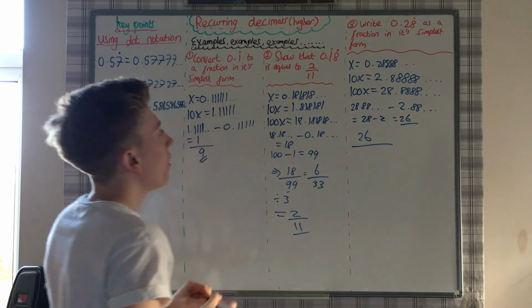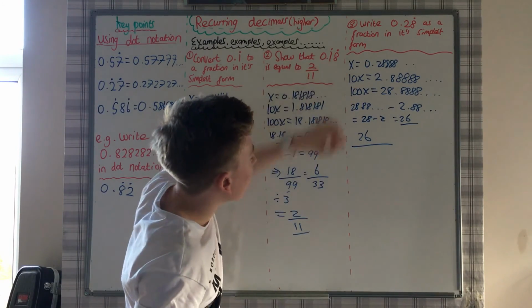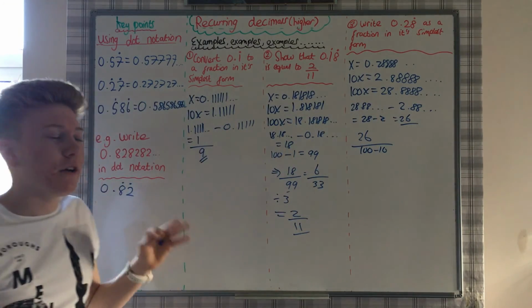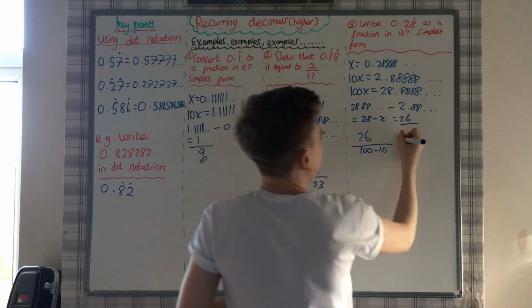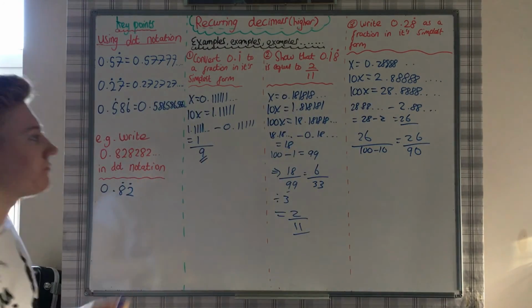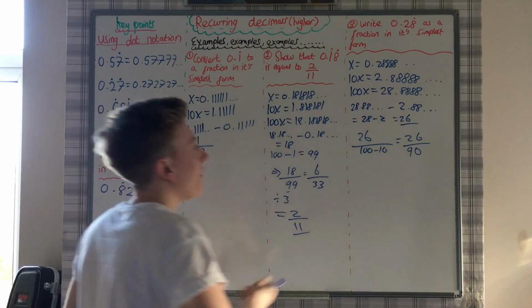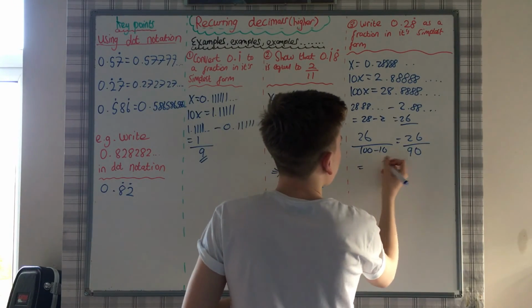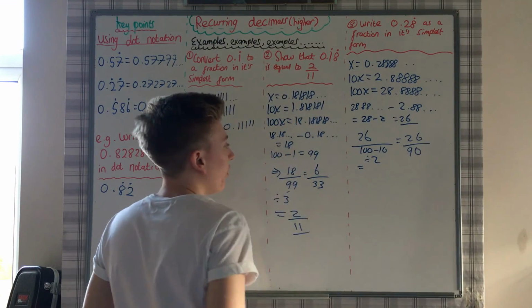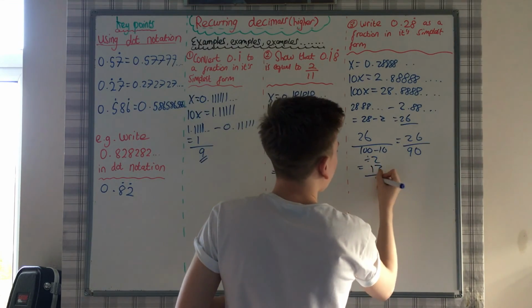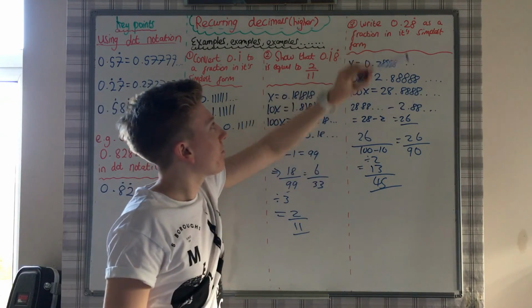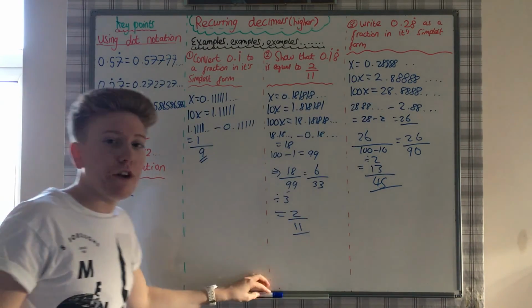On the denominator, we're going to get 100x minus 10x, which is 100 minus 10. Again, we don't need to consider the x, that's just a value we've made up. So on the numerator we have 26, and on the denominator we have 90. Now what can we do with this? Well, we can divide by 2 to simplify it, because both have factors of 2, and we get 13 divided by 45, which is the simplest form of this recurring decimal.